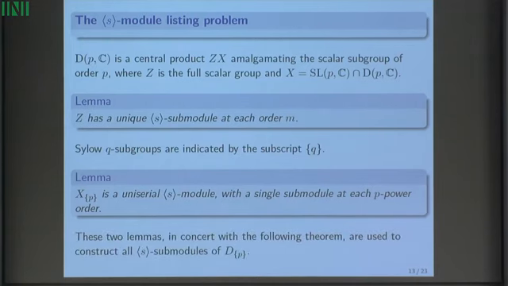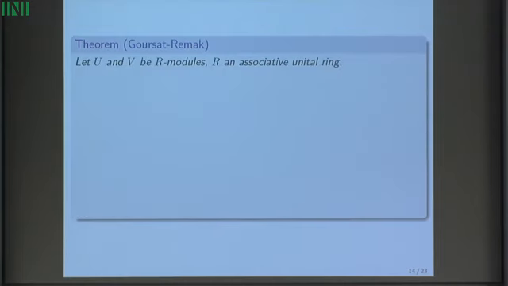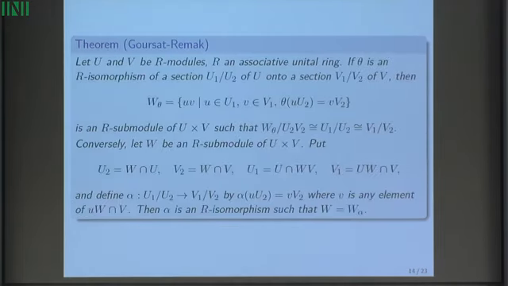So that's enough information to combine with the following theorem, which again maybe you've seen before, for determining all submodules of the direct sum or direct product of two modules. It's this Gauss-Remak theorem, so I'll just blurt it out. The point of this theorem is that the set of submodules of the direct product of two modules is in one-to-one correspondence with a set of isomorphisms, module isomorphisms, between sections of the direct summands.